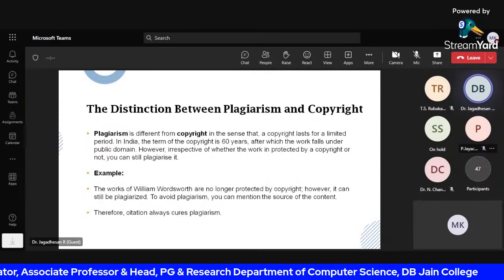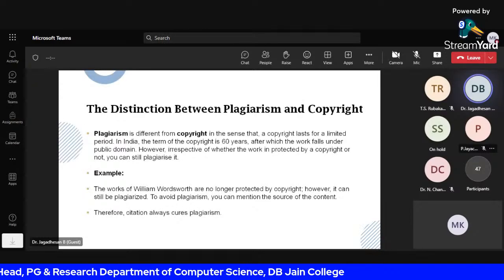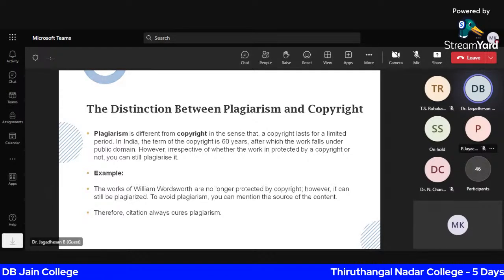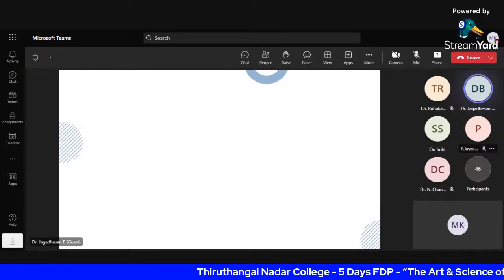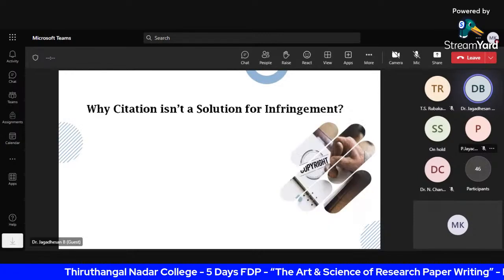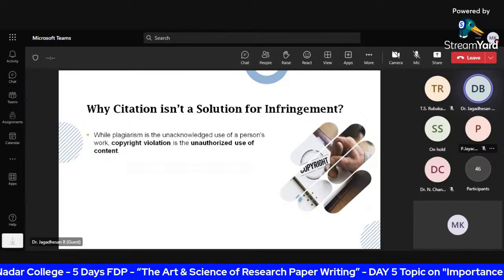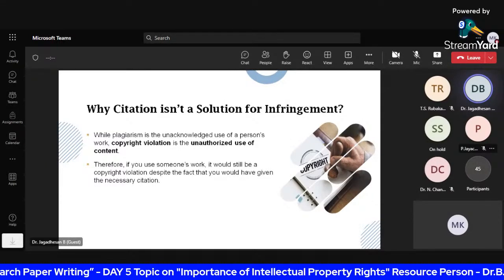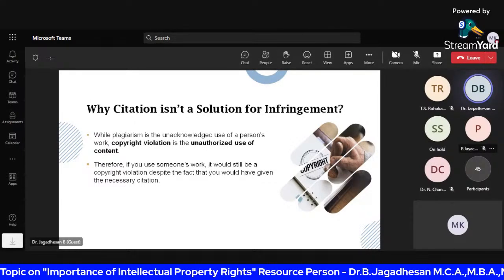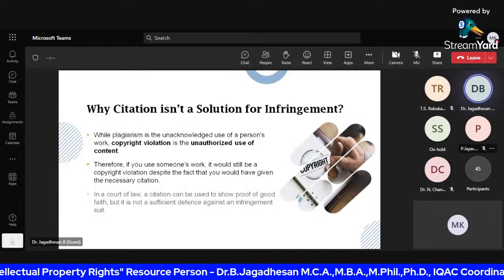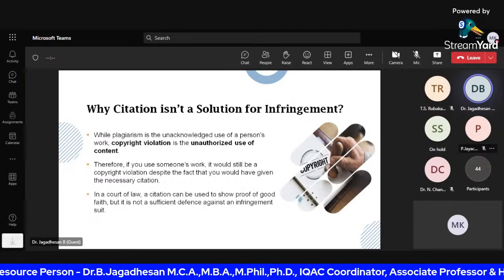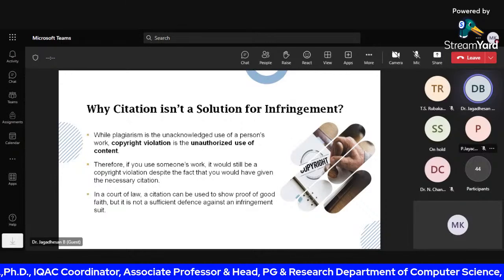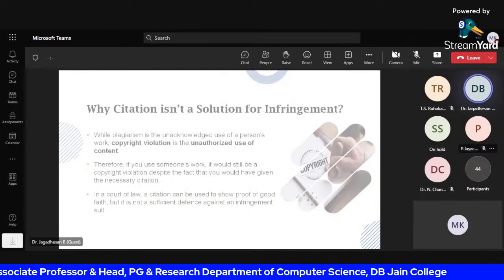So to avoid plagiarism, you can mention the source of the content. A citation always cures plagiarism. There are references, bibliography, and citations to prevent and cure plagiarism. So this is the difference between plagiarism and copyright. While plagiarism is an unacknowledged use of a person's work, copyright violation is an unauthorized use of content. Suppose you do not mention the acknowledgement, it automatically comes under copyright violation. Therefore, if you use someone's work, it could still be a copyright violation even though you have given the necessary citation. In a court of law, a citation can be used to show proof of good faith, but it is not a sufficient defense against infringement.